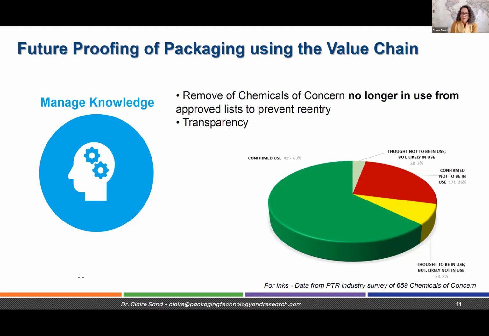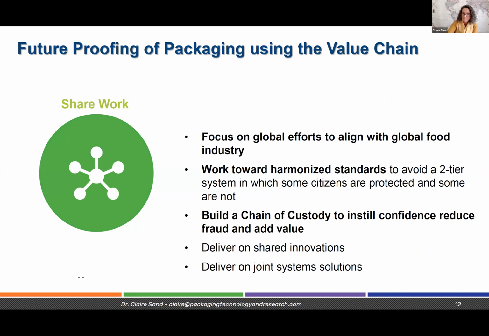This is some work that we've done on an industry survey. We focused on just 659 chemicals of concern that were identified as the high priority ones. And we found, this is just for paperboard, that some were confirmed in use, right? But there were about 30% that weren't in use anymore. So we can get those off the books.